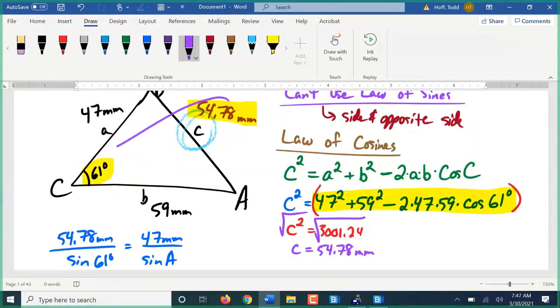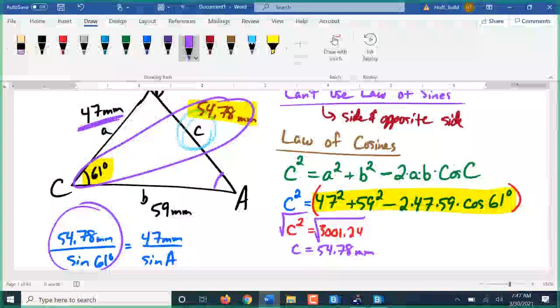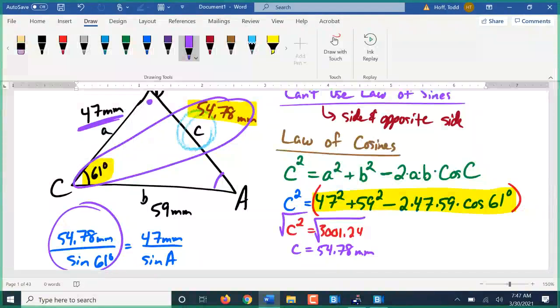So now that I have this side and its opposite angle, that's what I put right here for my law of sines. Of the other two sides, I want to use the smaller one, which is the 47, to find its opposite angle. And there's a reason for that. Because I know that in a triangle, there can only be one obtuse angle. So I know that 47 is the smaller side, so angle A has to be acute. The only angle that could be obtuse here is angle B because it's opposite the largest side.